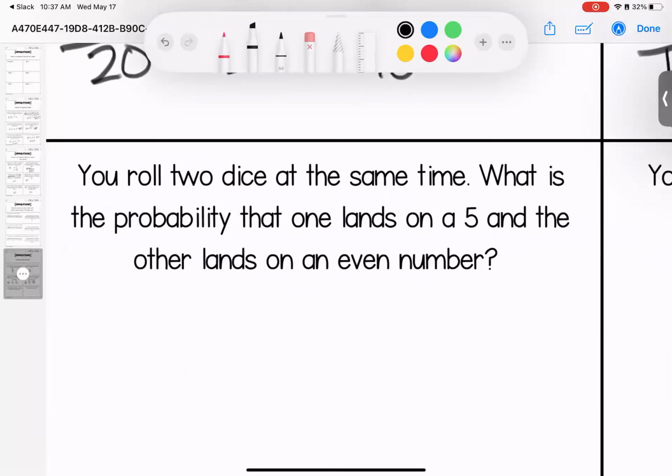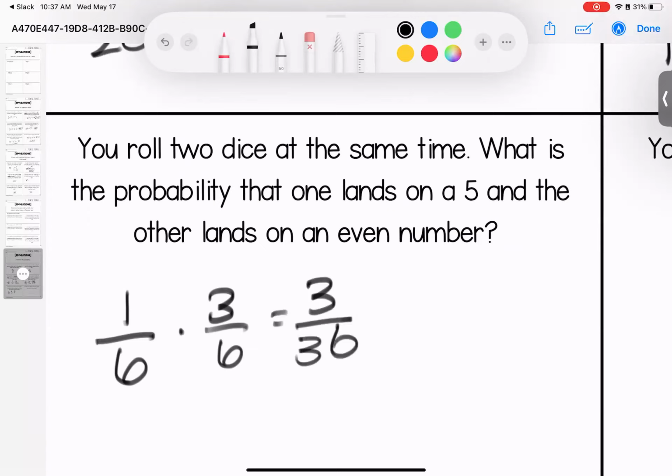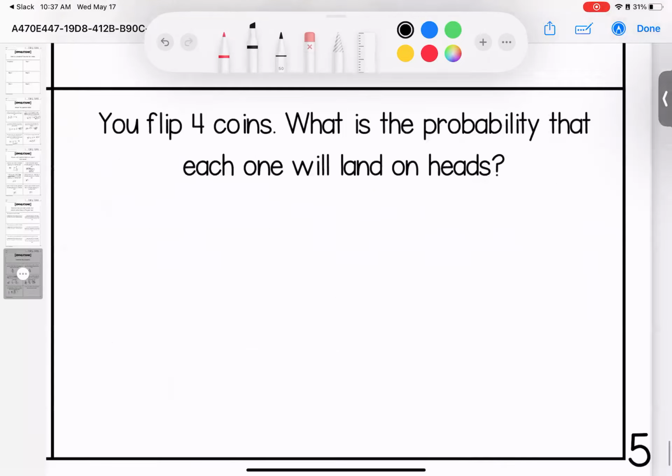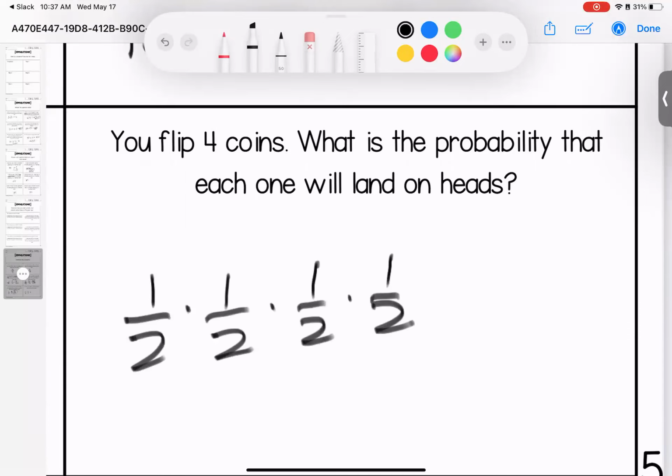You roll 2 dice at the same time. What is the probability that one lands on 5 and the other lands on an even number? Well, 5 is 1 option out of 6. Even numbers are 3 options out of 6. So I have 1 times 3 is 3, 6 times 6 is 36. So it's 3 out of 36. And then you flip a coin 4 times. What is the probability that each one will land on heads? Well, that's 1/2, 1/2, 1/2, 1/2, or 1 over 2, 4, 8, 16.